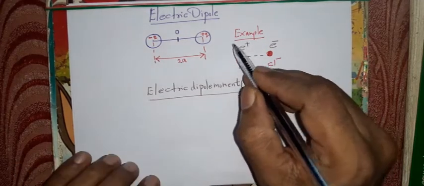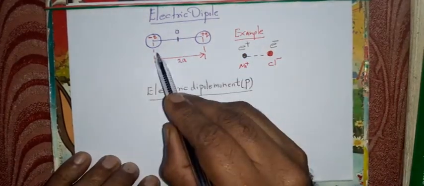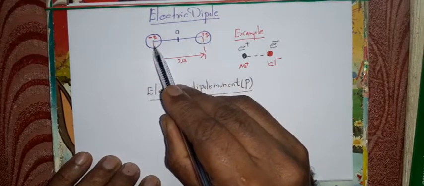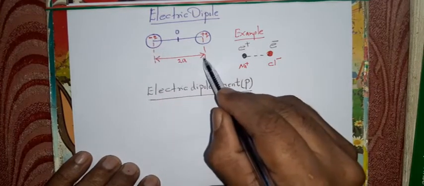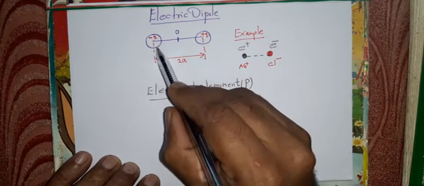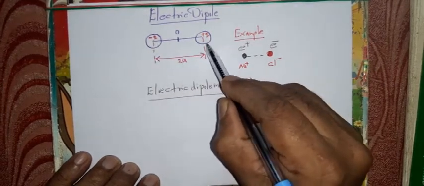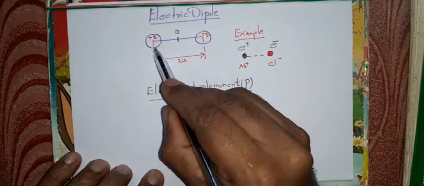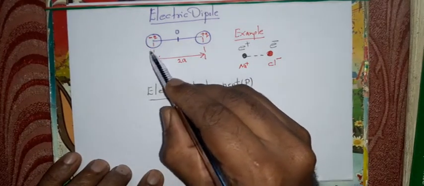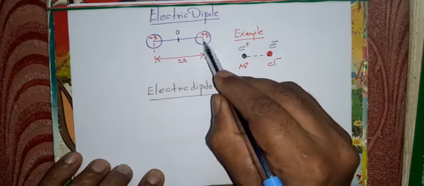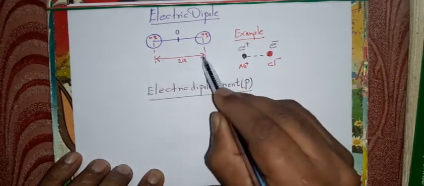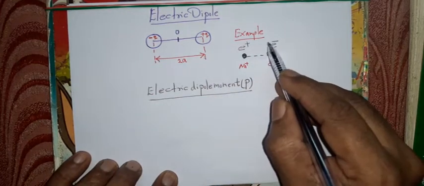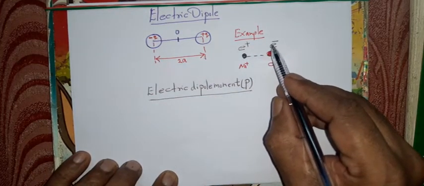Electric dipole. An electric dipole is a system of two equal and opposite charges separated by a distance. This figure shows the structure of the electric dipole. The electric dipole consists of a minus q charge and a plus q charge separated by a distance 2a. In nature, there are many examples of electric dipole.